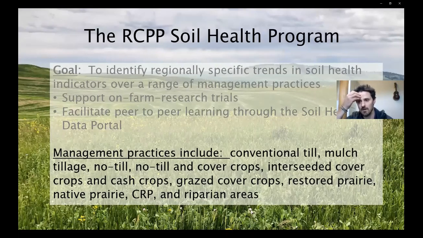I just want to touch briefly on the management practices that I'm talking about. I should have said this in the beginning, but all of the agriculture here is dryland ag. Historically, there was a lot of tillage, which led to all that erosion. So we're still assessing some conventional tillage, mulch till or conservation till practices, true no-till practices, and no-till practices that have started to integrate cover crops. Then there are interseeded cover crops with cash crops, and folks are starting to integrate livestock and graze those cover crops. We also have a restored prairie site, a native prairie site, and we've sampled on CRP fields and in a couple of riparian areas.